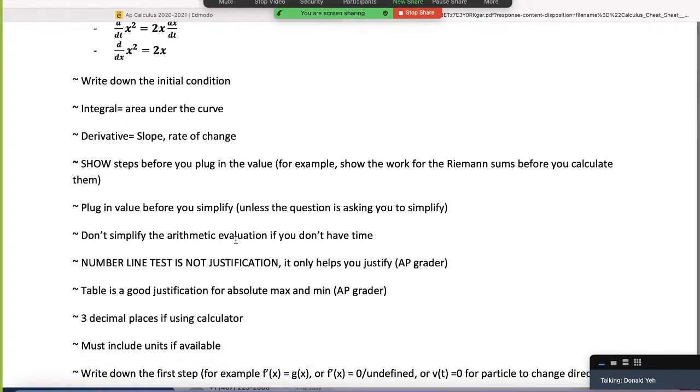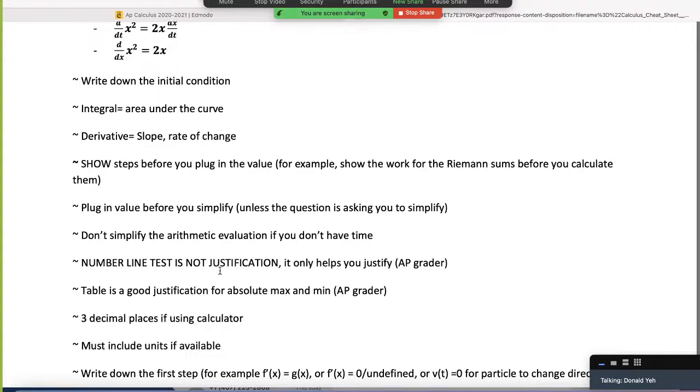Don't simplify the arithmetic evaluation on the FRQ if you don't have time. Do not oversimplify it. Leave it alone and come back to simplify later, because you're trying to set up first to get the maximum amount of points. This is all my experience of taking tests, and I take a lot of tests.